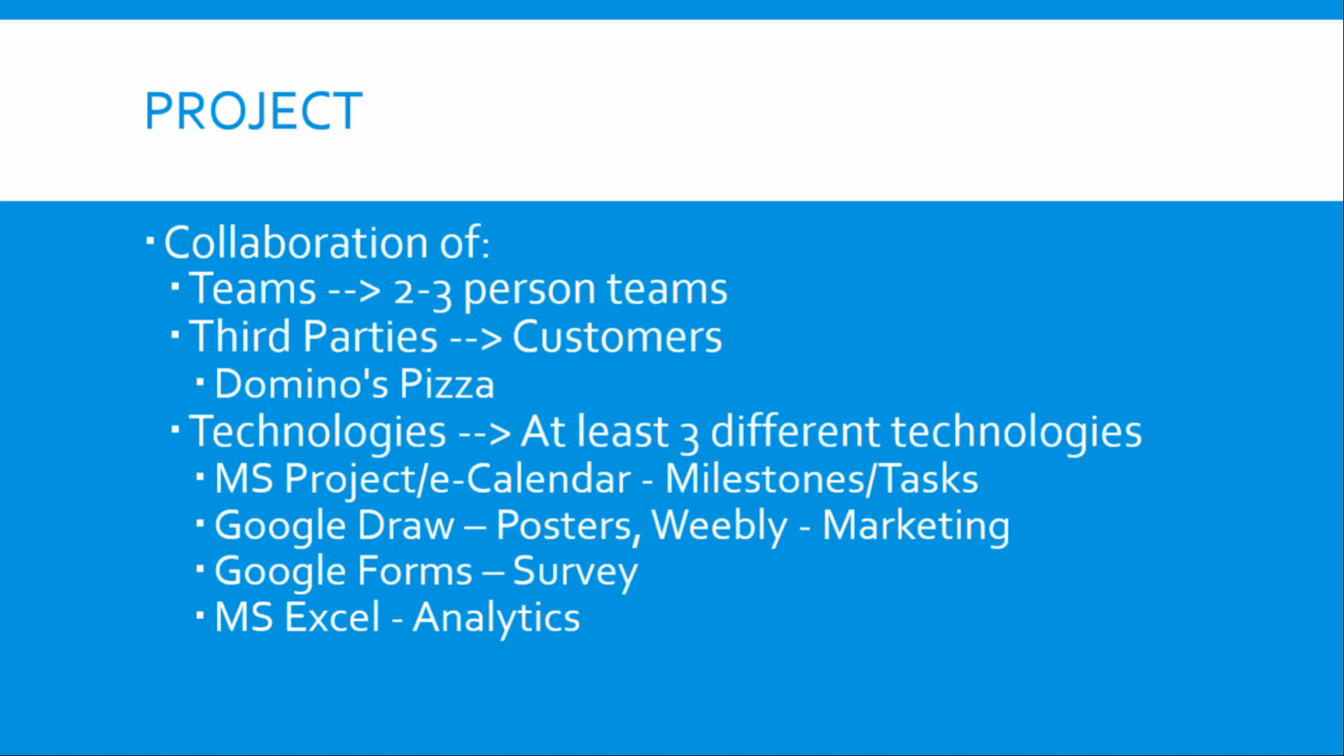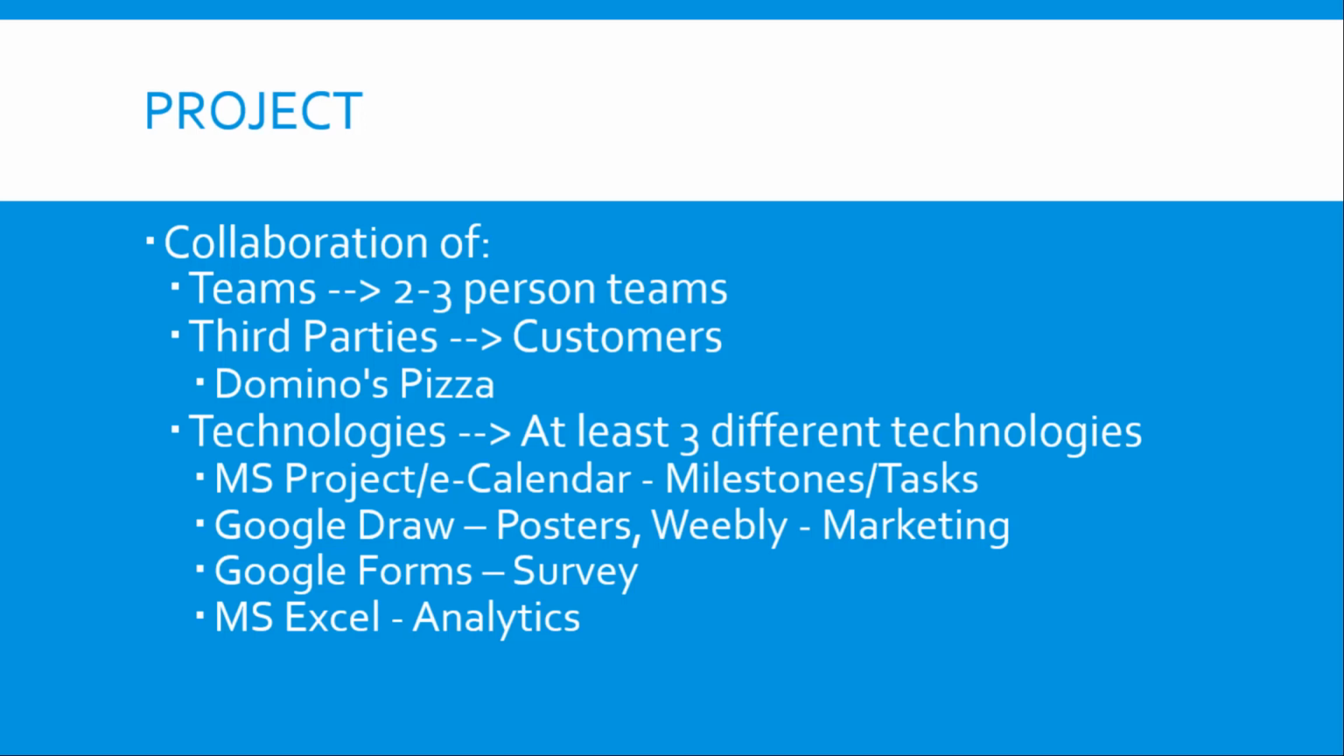Now going back to where we started, this project has a collaboration of teams. In this example, I would be working with 1 or 2 other people to form a 2 to 3 person team. Our third party will be Domino's Pizza. As for technologies, I would use Microsoft Project or e-calendar to set up milestones and tasks, and this calendar will be shared among our team and also shared with my customer.